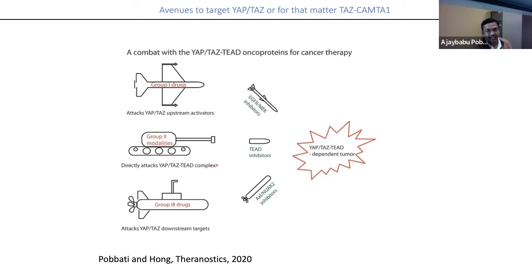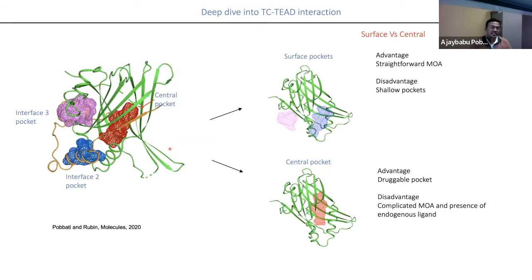But what I'm going to primarily talk about is the second approach, which is group 2, directly targeting the TC-TEAD interaction. For the purpose of this talk, this is a TAZ-TEAD complex. You can also call it a TAZ-CAMTA1 TEAD complex. The way it works is that TAZ-CAMTA1 interacts with TEAD by forming these interfaces. So you can design a small molecule that either binds at the interface 2 pocket, or at the interface 3 pocket as shown here. These are the pockets that are on the surface. And there is an additional pocket that I found, which is a central pocket.